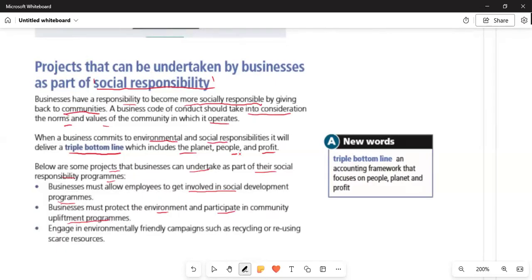So that is that. Not forgetting to take care of what? The environment. Make sure that you're not going to pollute the environment where your business is operating. Engage in environmentally friendly campaigns such as recycling as well as reusing scarce resources. So that is this part.